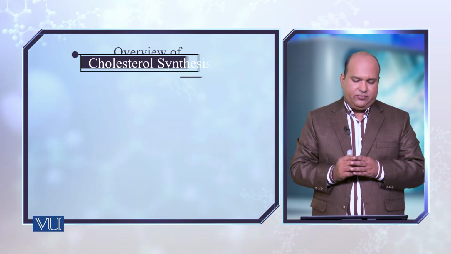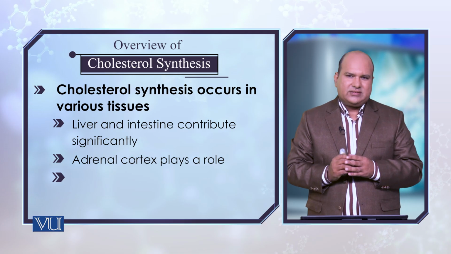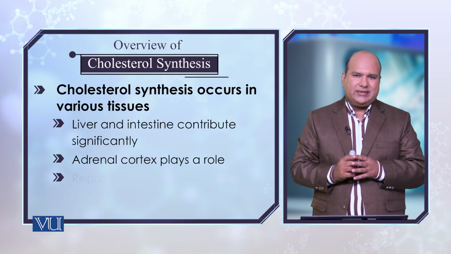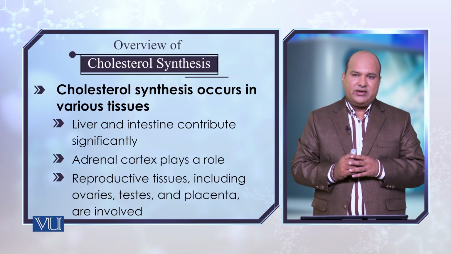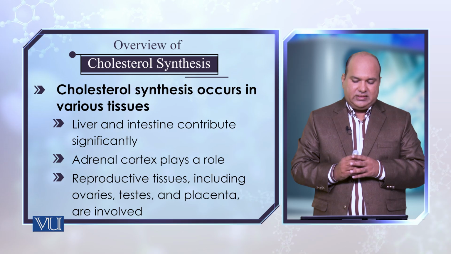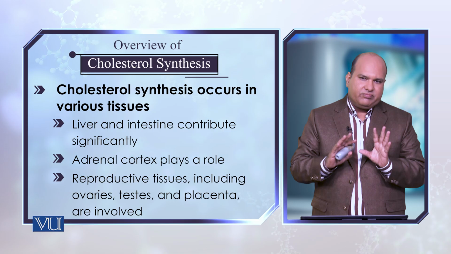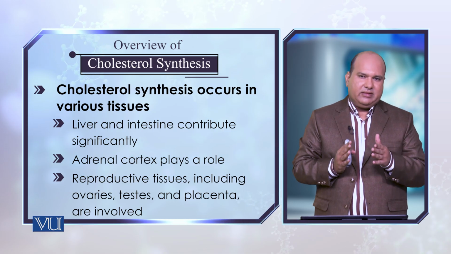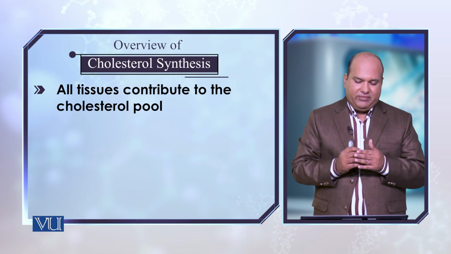So now let's talk in detail about the metabolism of cholesterol. Here we will talk about the synthesis of cholesterol. Cholesterol is synthesized in almost all the tissues, but the major organs or tissues in which it is produced are the liver, the kidneys, and the intestine, and also the placenta. There are many enzymes.